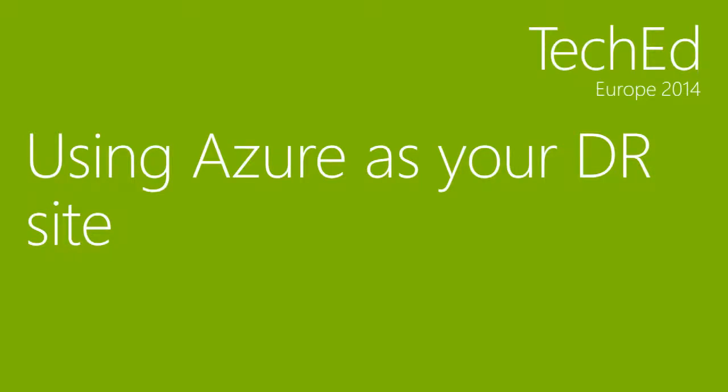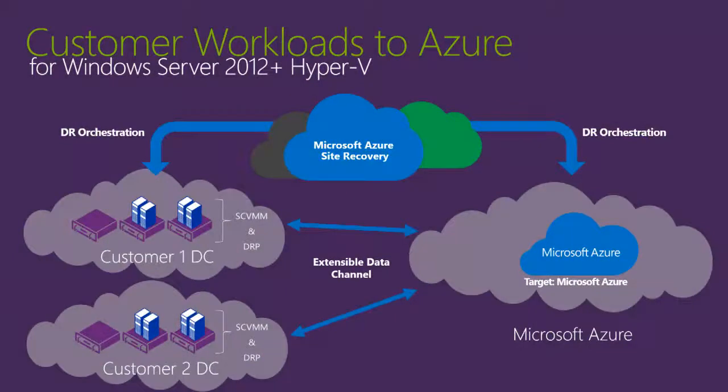And let's go deep into how you could use Azure as your DR site. So this is a diagram showing multiple customers protecting into Azure. You have customer one, who has SCVMM. You notice a DRP, that's the disaster recovery provider. It's a small agent, or a provider, that you need to install on your VMM. Same thing customer two has, and then you could protect into Azure.